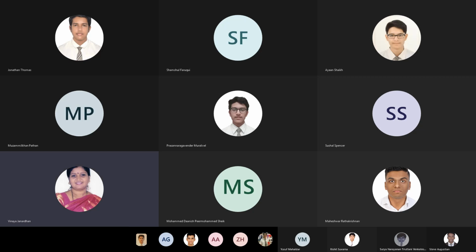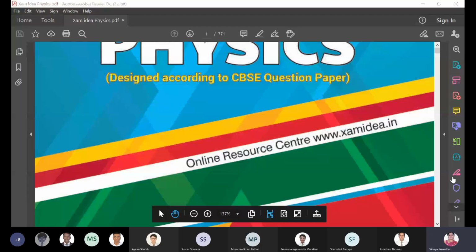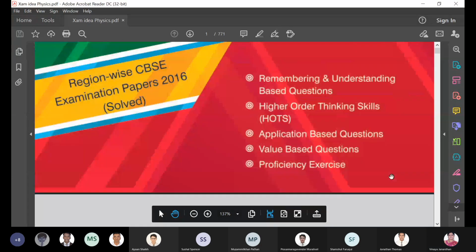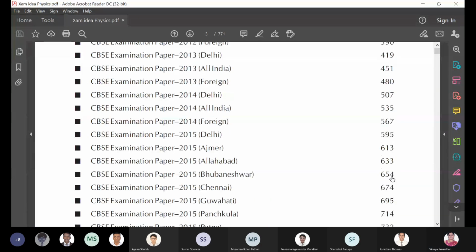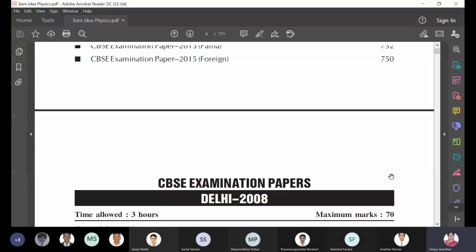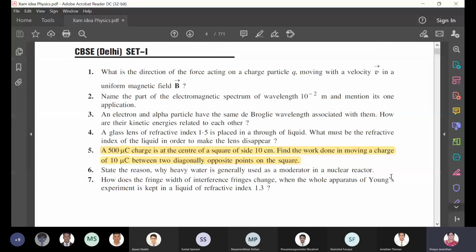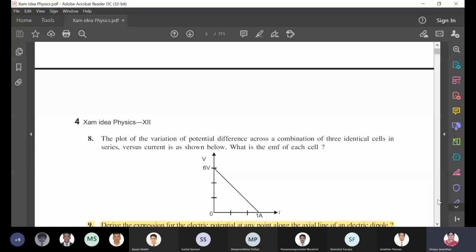Okay, now you can see this, right? But let us see how the 5-mark question appears. Anyway, the 1-mark question: a 500 microcoulomb charge is placed at the center of a square of side 10 centimeter. Find the work done in moving a charge of 10 between two diagonally opposite points on the square. That is based on equipotential surface, so you might get a numerical on equipotential surface as a 1-mark question.